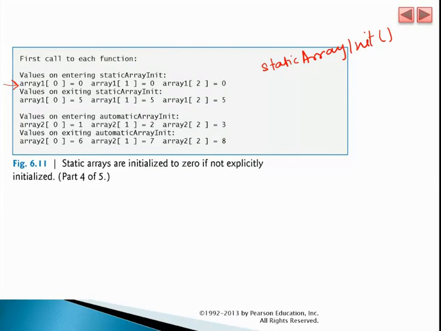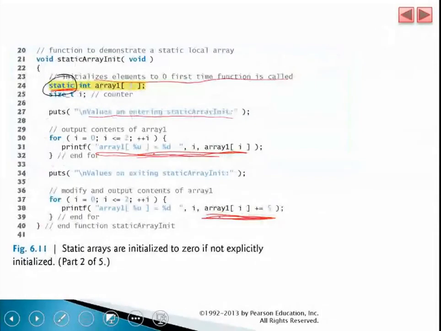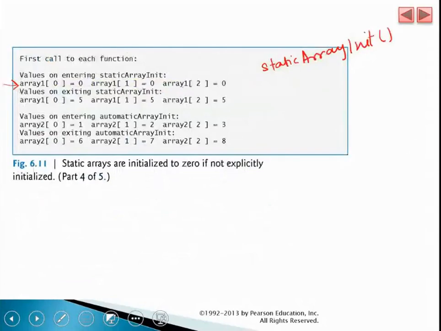Yes, please speak out. It's zero, ma'am. Zero. All elements are zero, right? And if you have noticed, we have not initialized it anywhere. We have not initialized static array 1 with 0, right? Why? Because it is automatically initialized with all 0 when the function is called for the first time.